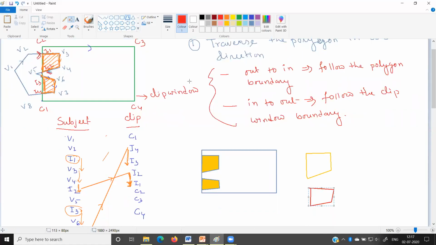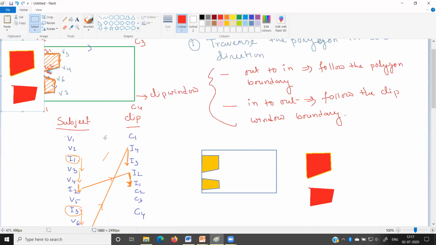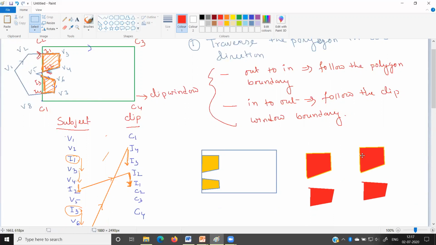Okay. So you will get two polygons like this in the case of Weiler-Atherton. But while you execute the Cohen-Sutherland polygon clipping algorithm, you will get the same thing, but apart from that, you will get one additional extra line. So that is this one. This extra line you will get in the case of the Cohen-Sutherland polygon clipping algorithm. So that is the major difference between the Cohen-Sutherland and Weiler-Atherton polygon clipping algorithms.